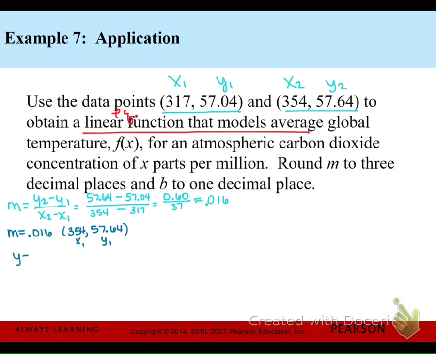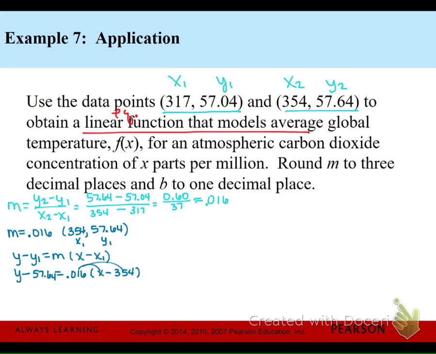So remember, your point slope form is y minus y1 equals m times x minus x1. So I'm going to build a skeleton there. So y minus, skip some space, parenthesis x minus, skip, close. Plug it in. You know your m is 0.016. You know your y1 is 57.64. And your x1 is 354.